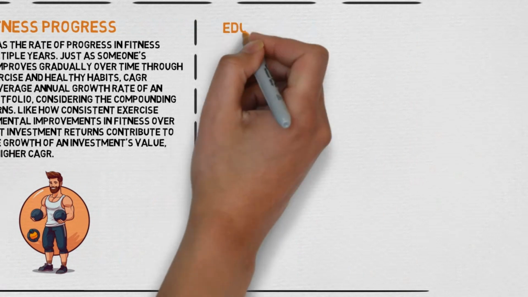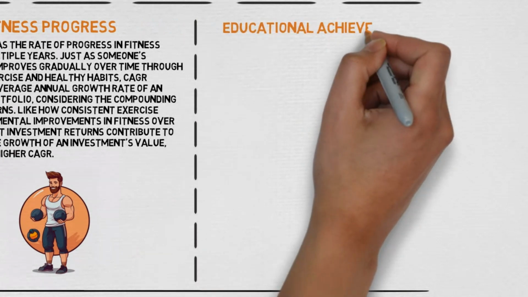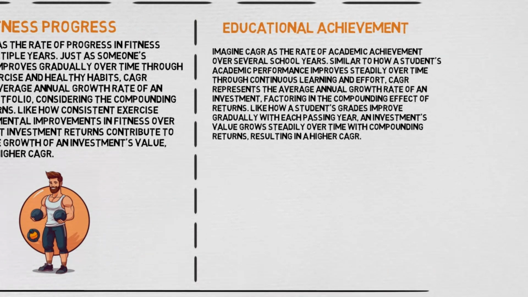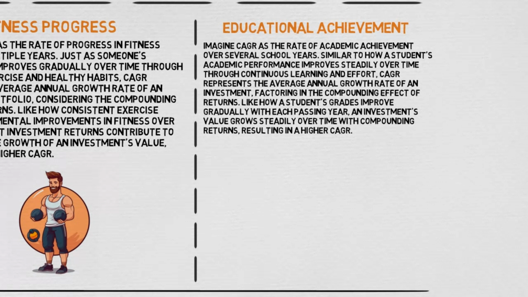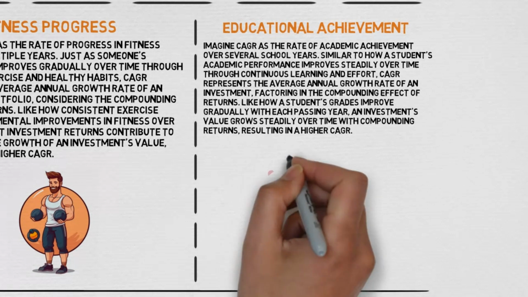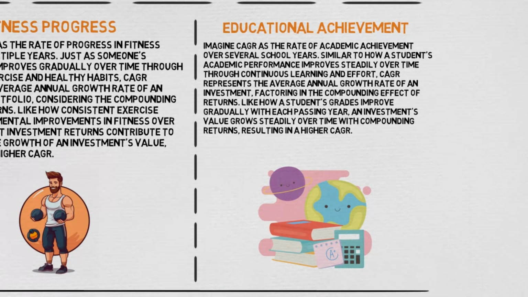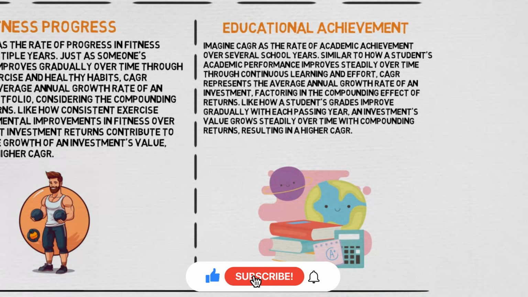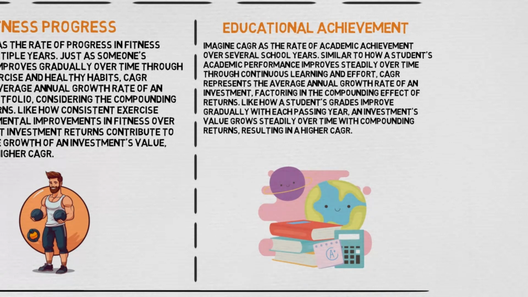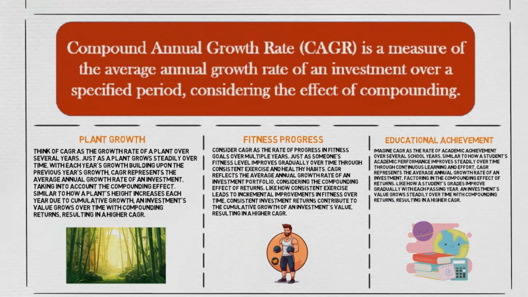Educational achievement. Imagine CAGR as the rate of academic achievement over several school years. Similar to how a student's academic performance improves steadily over time through continuous learning and effort, CAGR represents the average annual growth rate of an investment, factoring in the compounding effect of returns. Like how a student's grades improve gradually with each passing year, an investment's value grows steadily over time with compounding returns, resulting in a higher CAGR.